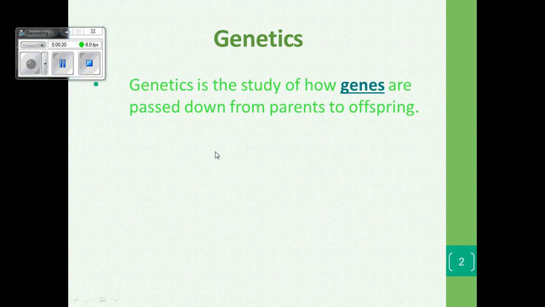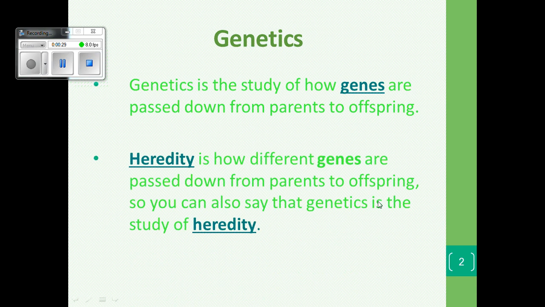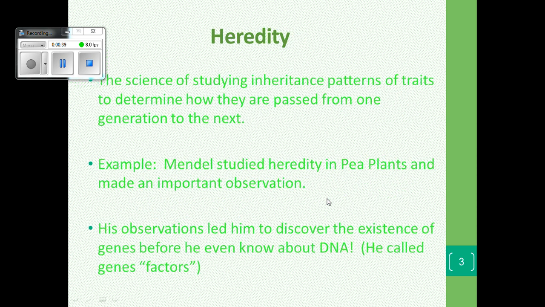When we look at just what genetics is, genetics is just the study of how genes are passed on from parent to offspring. And if we look at that term gene, we kind of throw the word heredity in there. Heredity is just defined by how different genes are passed down from parent to offspring. So we can really say that genetics is the study of heredity, if we wanted to make that a really shortened sentence.